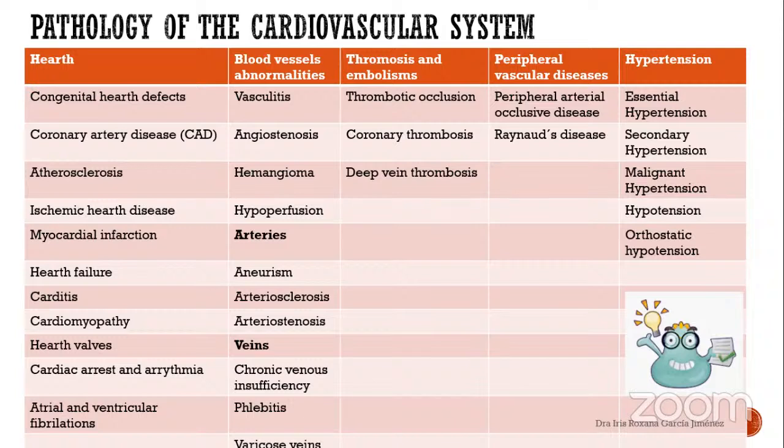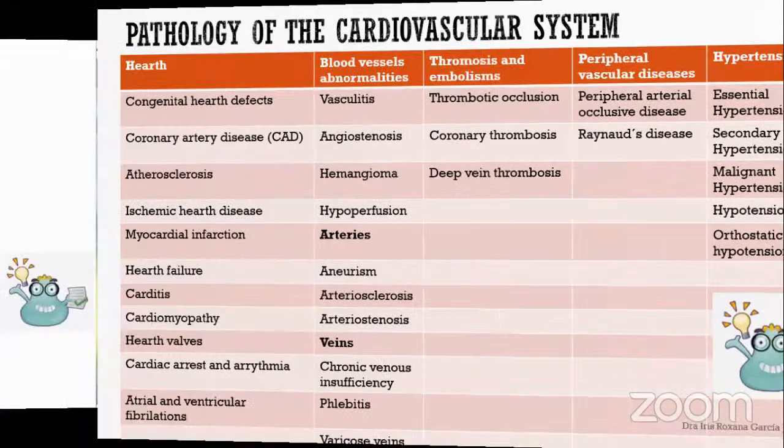Raynaud's disease. How about hypertension? We have essential hypertension, secondary hypertension, malignant hypertension, hypotension, and orthostatic hypotension. Just for showing you some pathologies, some very general information.